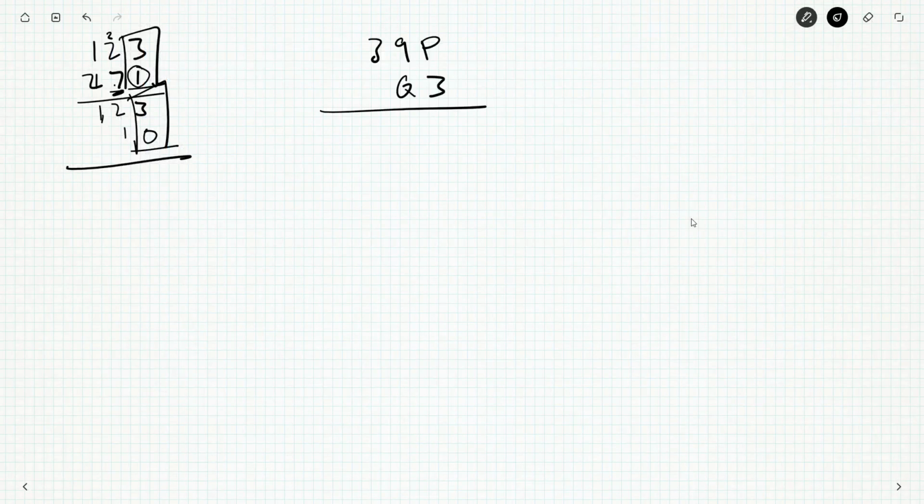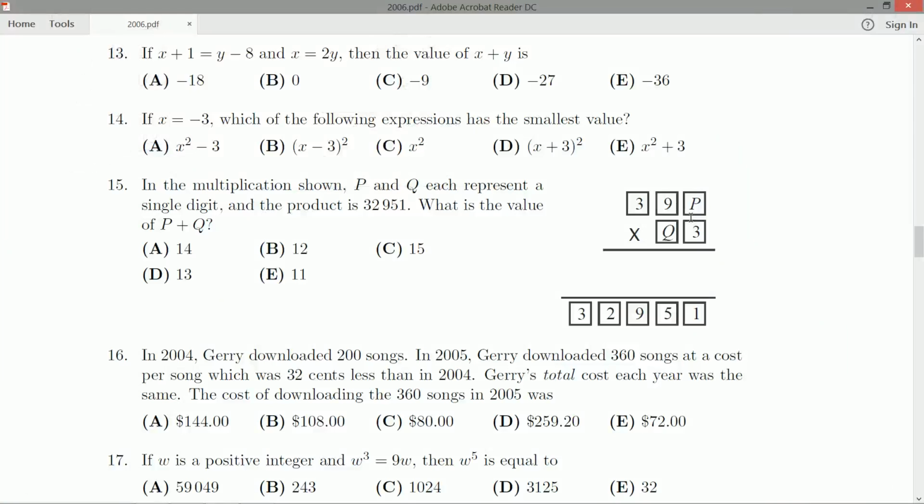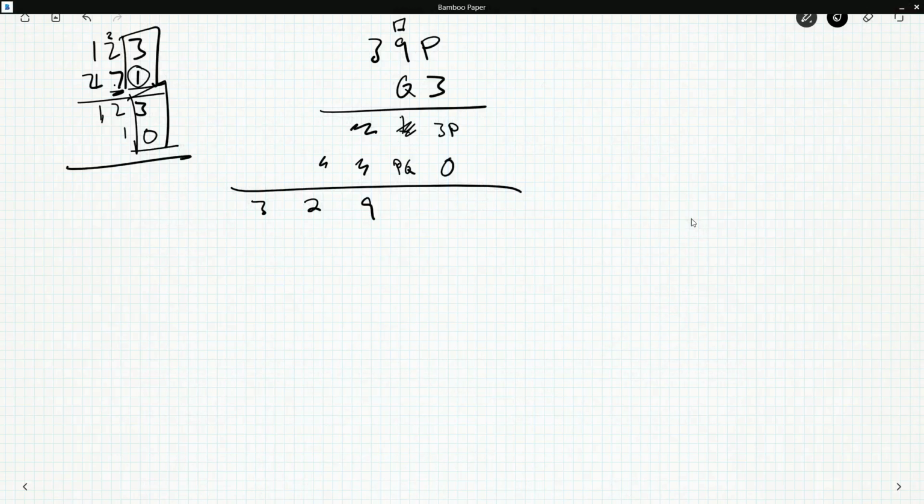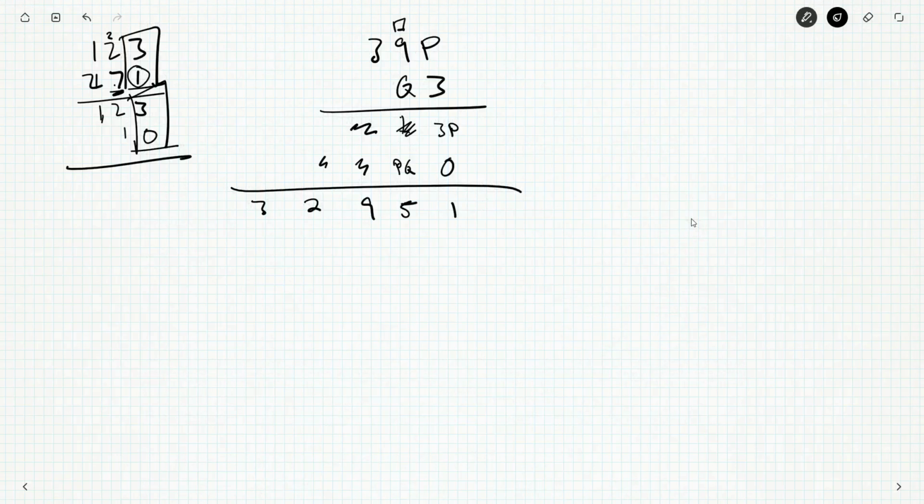Q3. Now I don't have any idea about Q. I don't need to. If I perform this multiplication, I'll get 3P. Maybe I'll have to carry something, and so on. It all comes down here. And then when we start using Q, we move over, and then Q times P is something. And then it all adds up to 32951? 951, yeah. So where we get this 1 here is exactly the units digit of 3P.